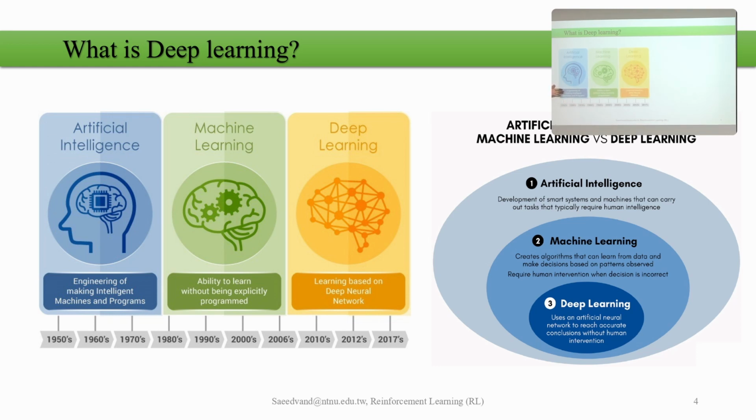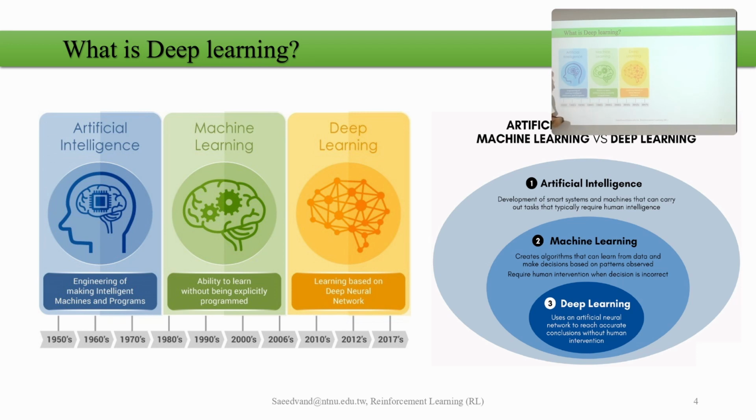Then around the 1980s, machine learning started, where we wanted, without explicitly programming if-else for everything, to have some algorithms that can do it for us. So we didn't want to write if-else, for loop, if-else, for loop for everything. We wanted to have some functions, some code that can make decisions based on the input and output. Those kinds of algorithms are called machine learning.